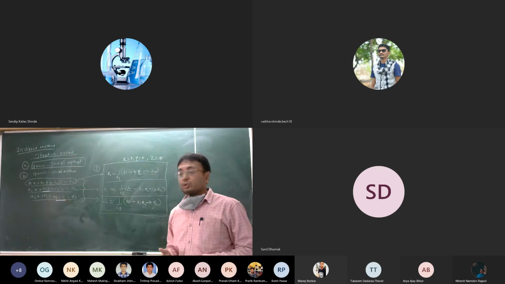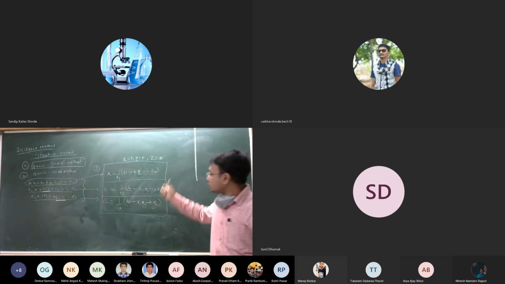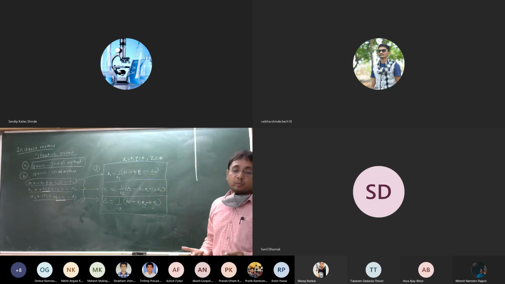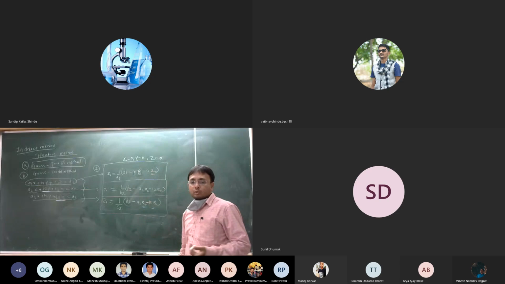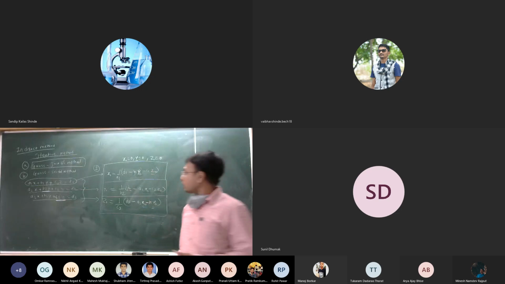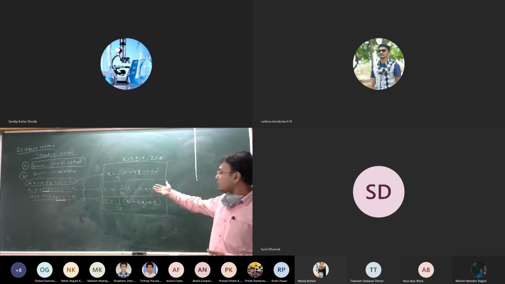Depending on the situation, and depending on whether you know the range of this x, y, z, we can start with a random value also. It should be somewhat near. If you don't know the range, you can start with 0 also. Most of the time we are going to start with 0.